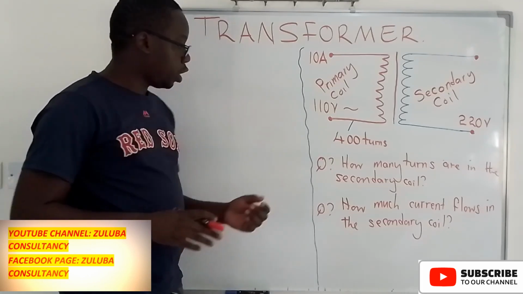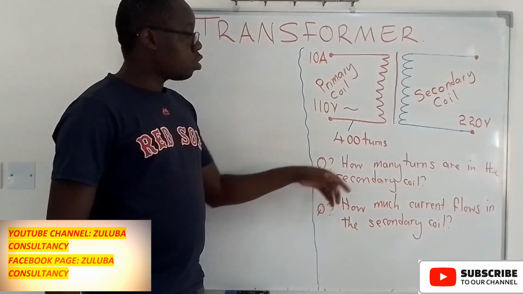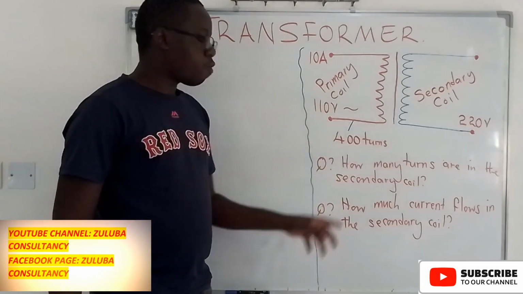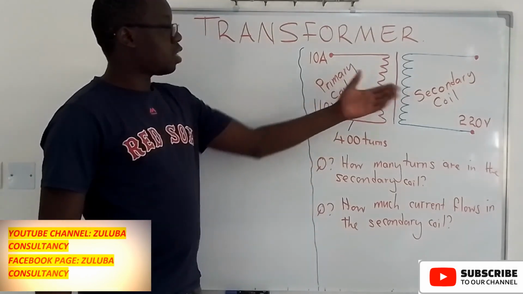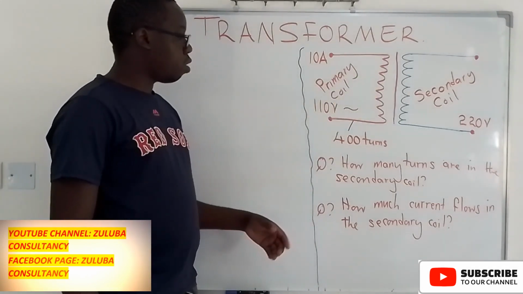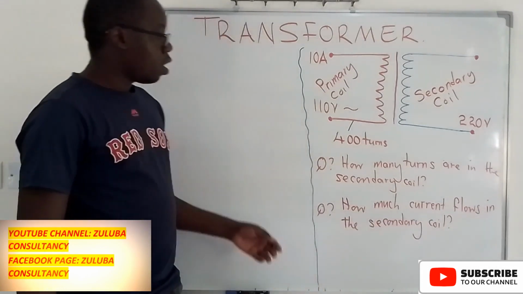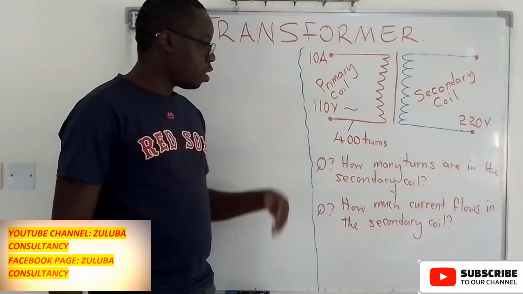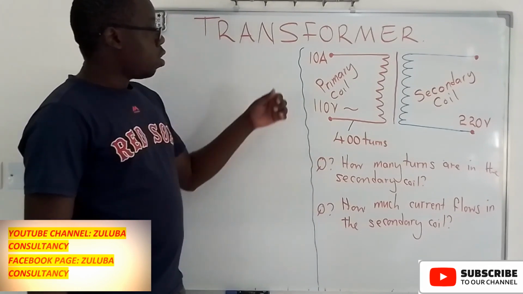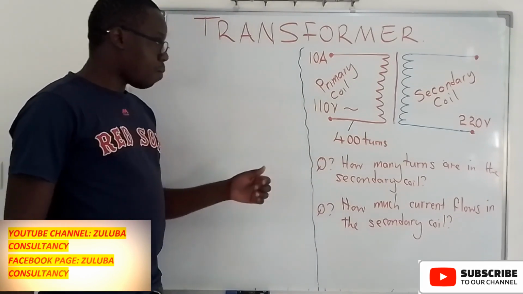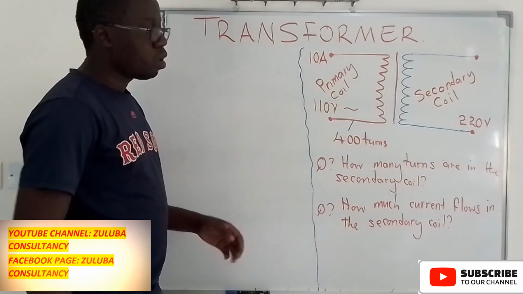We want to answer two questions. The first one: we want to find the number of turns in the secondary coil. Thereafter, we'll calculate the current flowing in the secondary coil. How do we calculate the number of turns in the secondary coil?